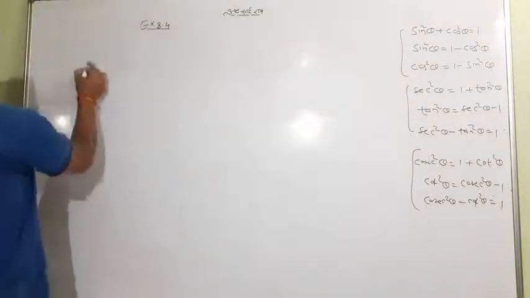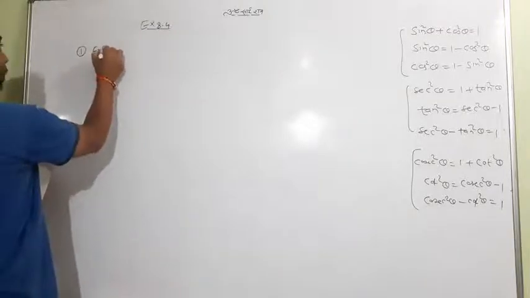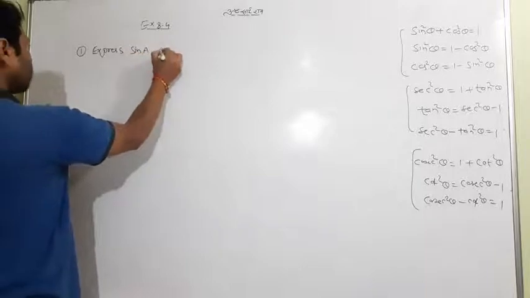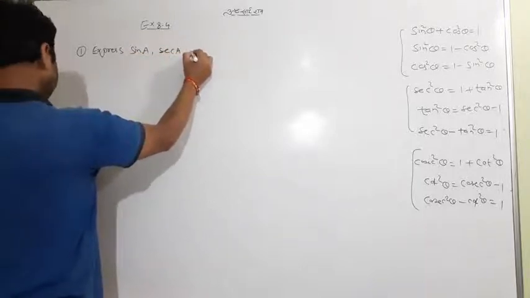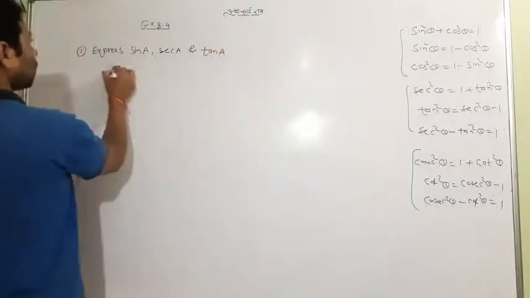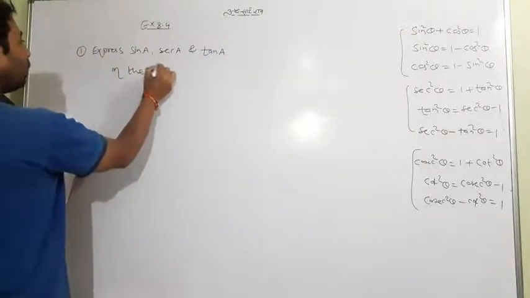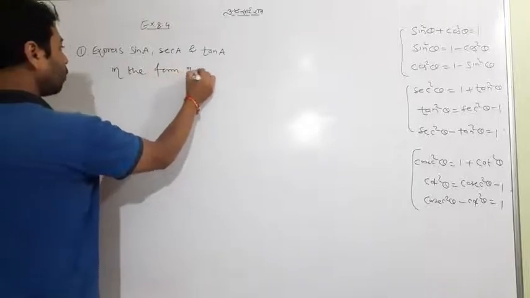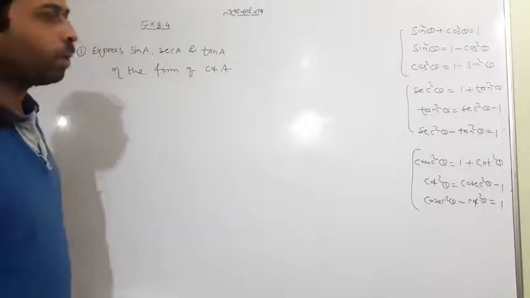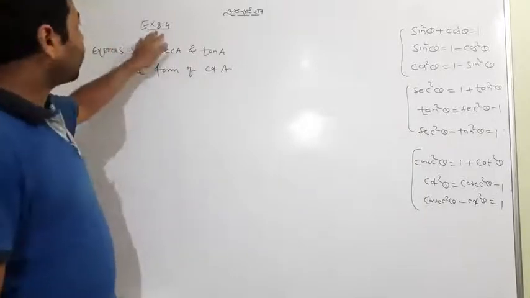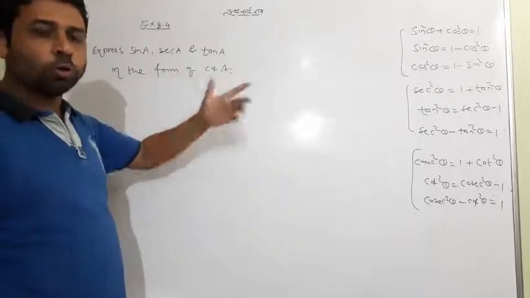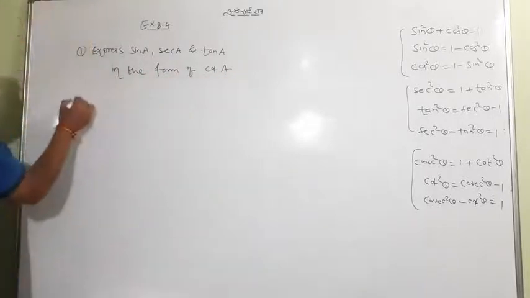Like question number 1, that is: express sine A, sec A, tan A in the form of cot A. That same question I discussed with you yesterday. Today we will also do it. Exercise 8.4, first question, express sine A, secant A, tan A in the form of cot A. So don't worry about that. It's very easy. Look at it.